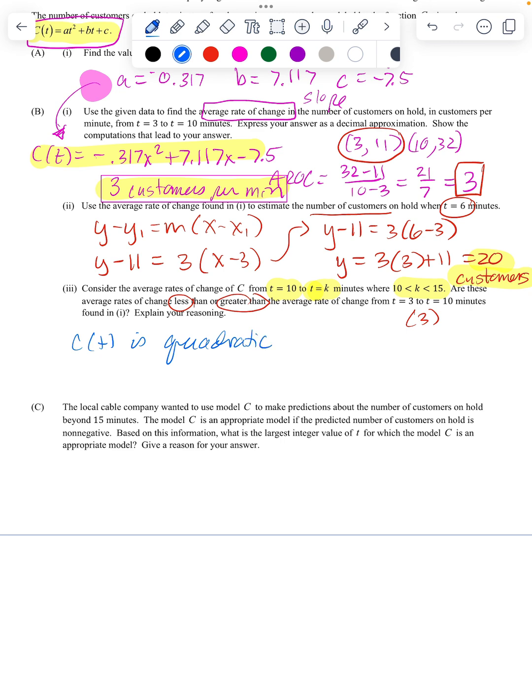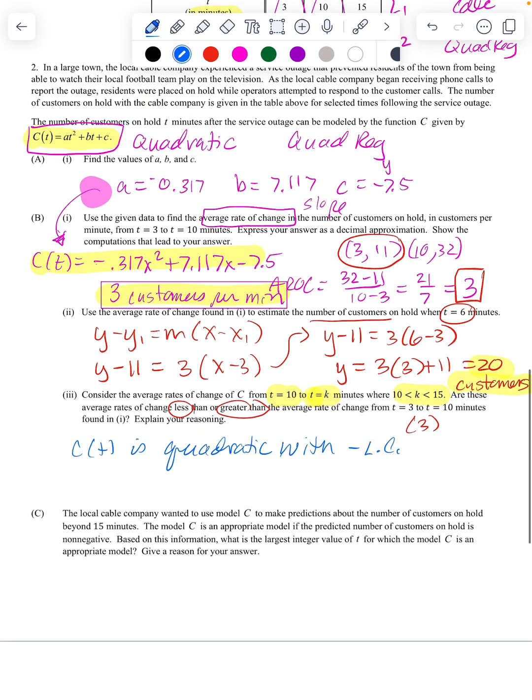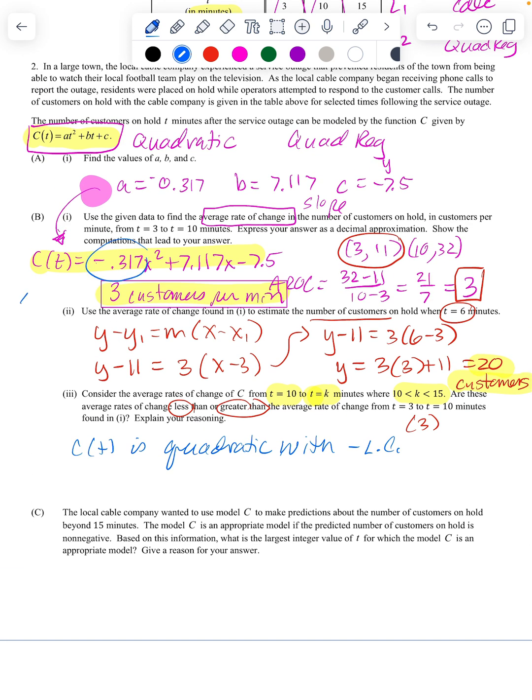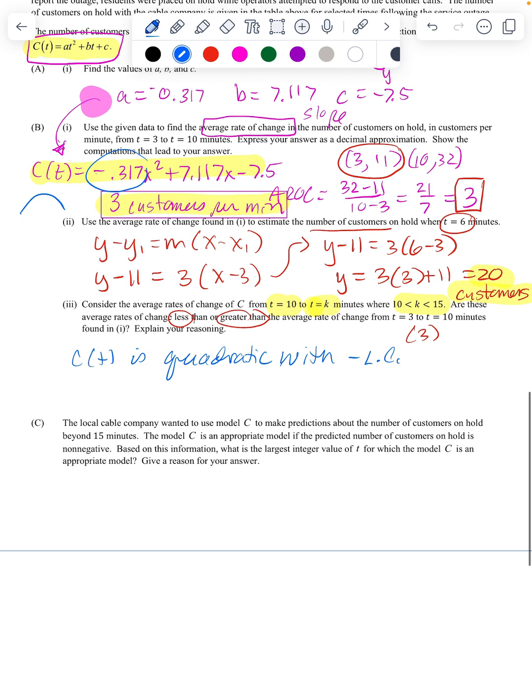And when you have a quadratic, you're going to have an increase and then a decrease, keeping in mind that it also has a negative coefficient out in front. Like here's my answer right here. So this is going to be an upside down parabola. So we can tell by the data and we can tell by the model that it's going to be kind of going up and then coming back down. So C of t is a quadratic with a negative leading coefficient.